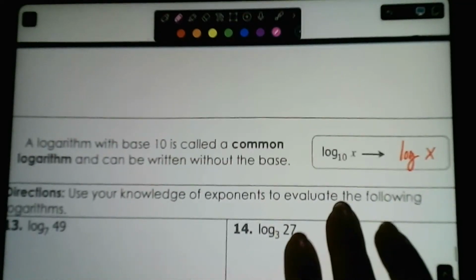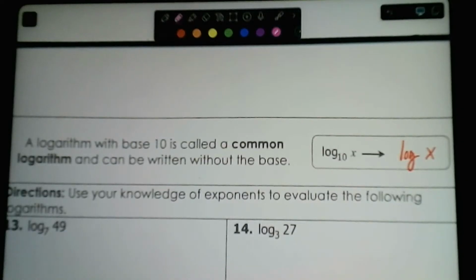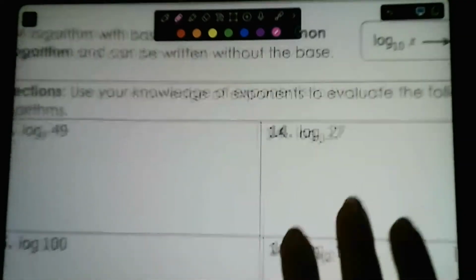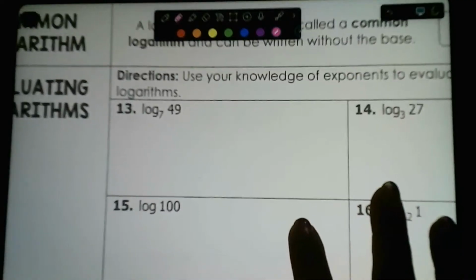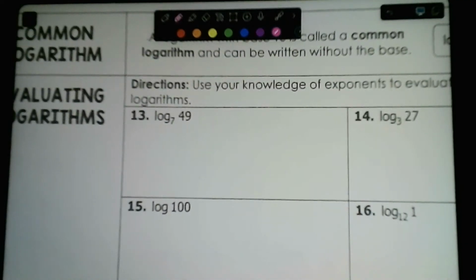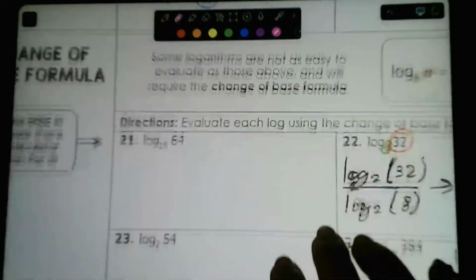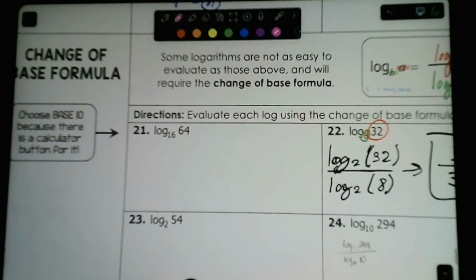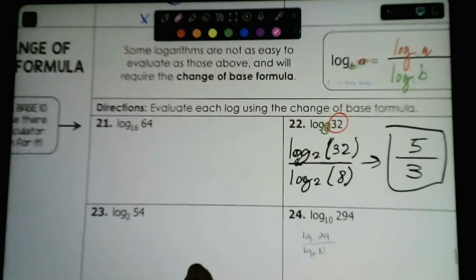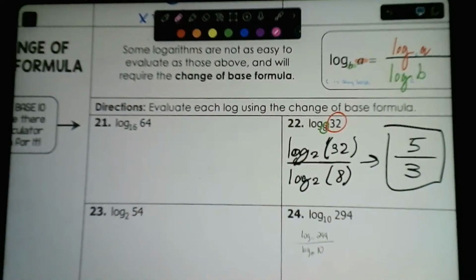And then we had something called the common base. So when you have a base 10, it's called the common log, and it gets written without the number. How did we feel about evaluating some of these logarithms? Are we okay with evaluating the logarithms? Thumbs up. Okay, cool. Using the change of base formula. The trick is just trying to find a base that feels happy with both of them and doing as much as you can.